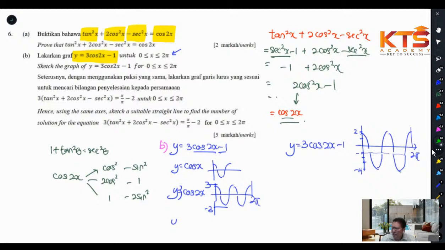Hence, using the same axis, sketch a suitable straight line to find the number of solutions. Again, you will notice this looks very familiar, which is exactly like this. Is it the same question? No, it's not the same question.